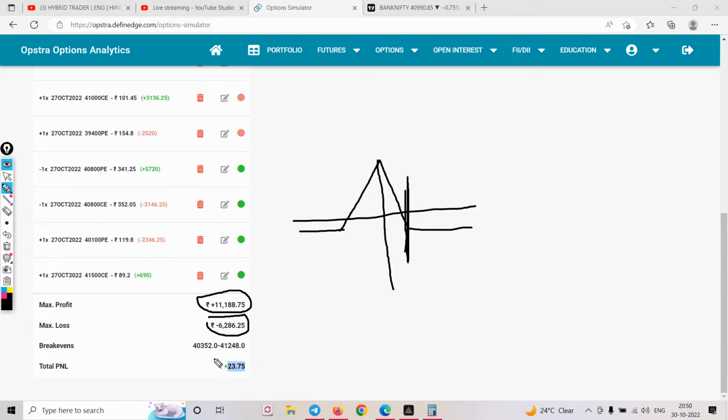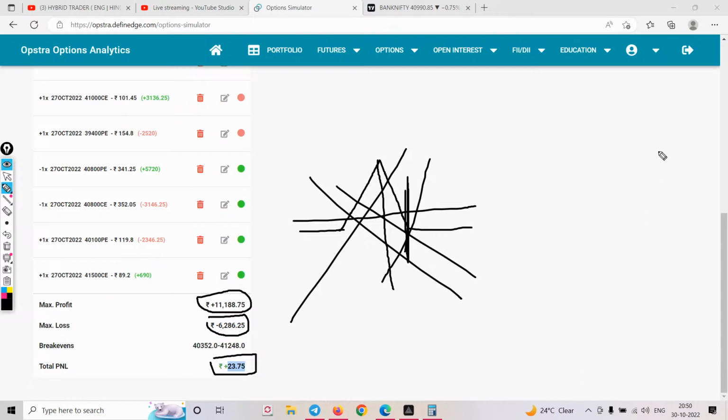Simple. I'm not at a great loss. Why should I do the firefighting? Exit this trade, that's it. Exit this iron fly. I'm not at a loss basically. But if you would have seen my original iron fly, which I've shown you by simulation, on day 2 we were at a loss of some 2000. I'll show you that again.